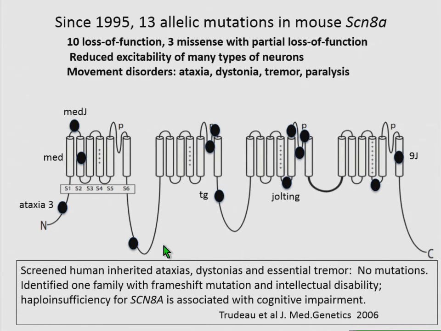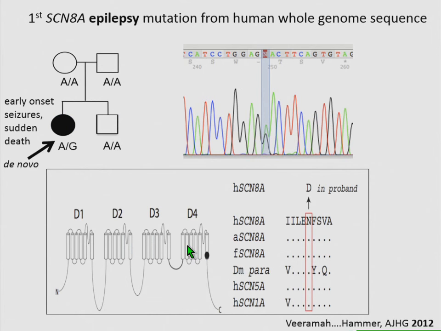And based on these phenotypes, we undertook screening a couple of hundred human families for mutations in SCN8A. We looked at inherited ataxias, dystonias, essential tremor, without finding any mutations in this gene. We did find one family with a frameshift mutation, heterozygotes for a frameshift mutation, who had ataxia and also intellectual disability. And now we have more evidence that haploinsufficiency of SCN8A, I think, is associated with cognitive impairment. But the transition to human patients really came through human exome sequencing.